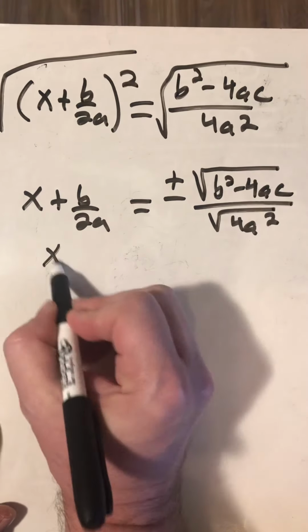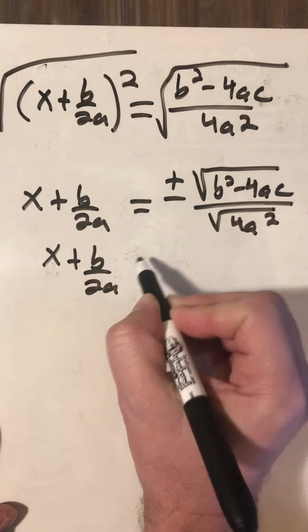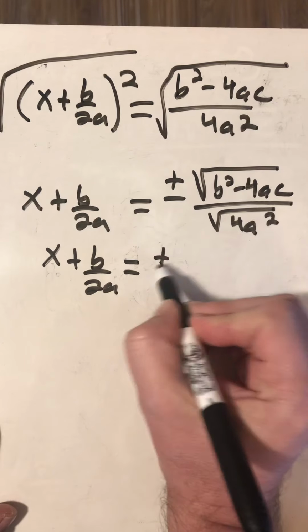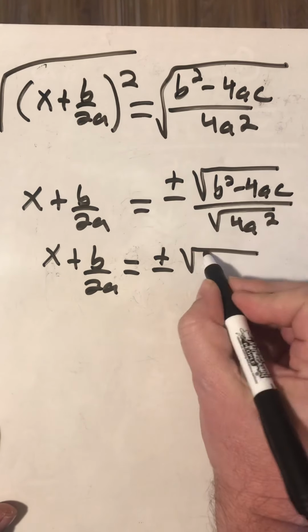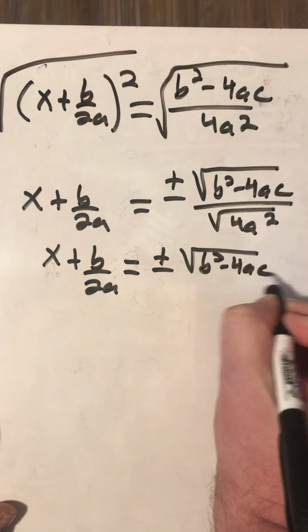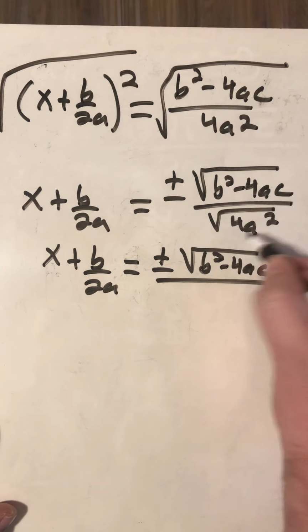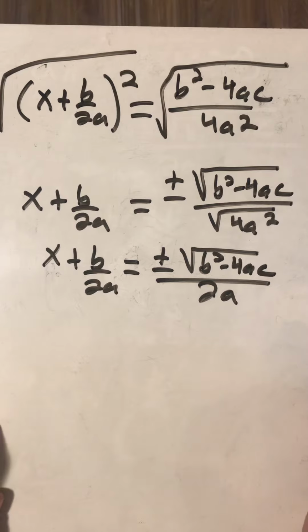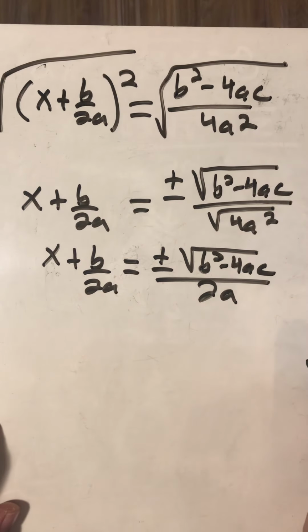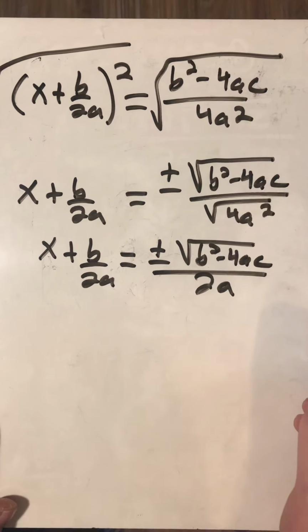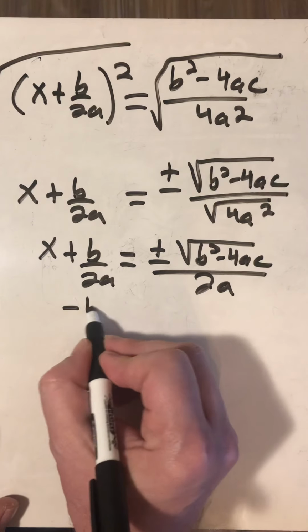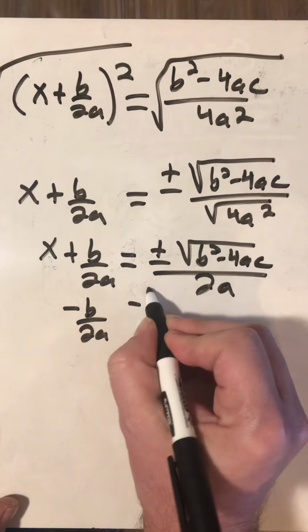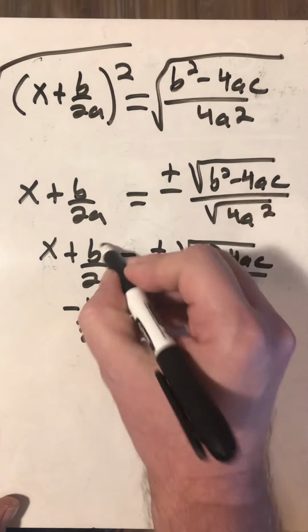So on this side, I've got x plus b over 2a. And then on this side, I've got plus or minus on the top, b squared minus 4ac. And then on bottom, the square root of 4a squared is just going to be 2a. Okay? So now I'm down to my last couple of steps here. I can subtract b over 2a from both sides to get x by itself. Okay, so that goes away.